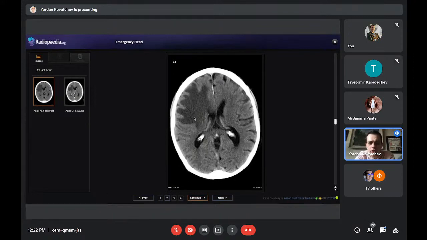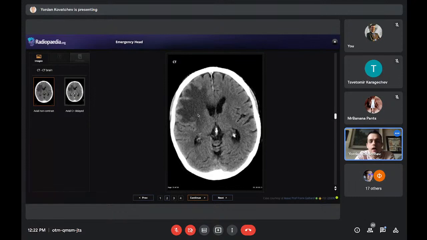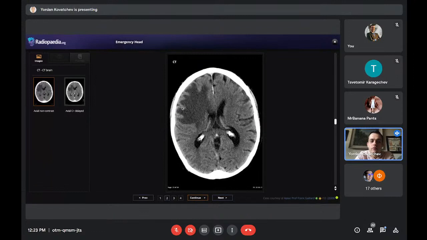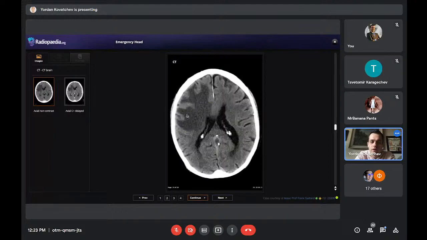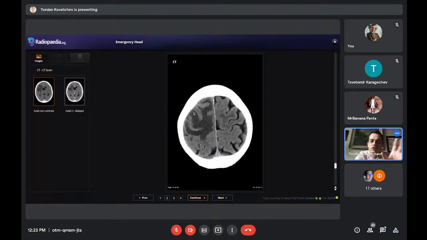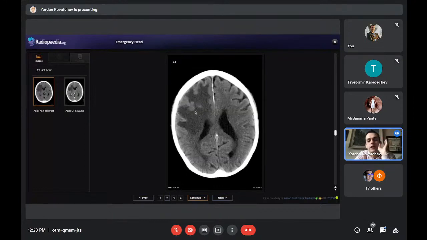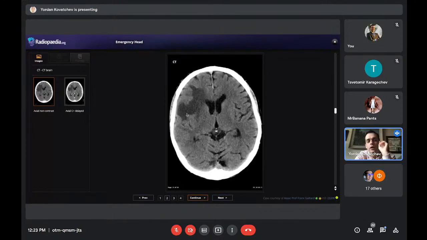And there is vasogenic edema, as you said. You can see the frontal horn, just compare it. It produces positive mass effect on the frontal horn of the right lateral ventricle. And the sulci in the subarachnoid spaces are effaced, also meaning that there is edema here. All these signs point us to the fact that there is edema, but we see the gray-white matter differentiation.